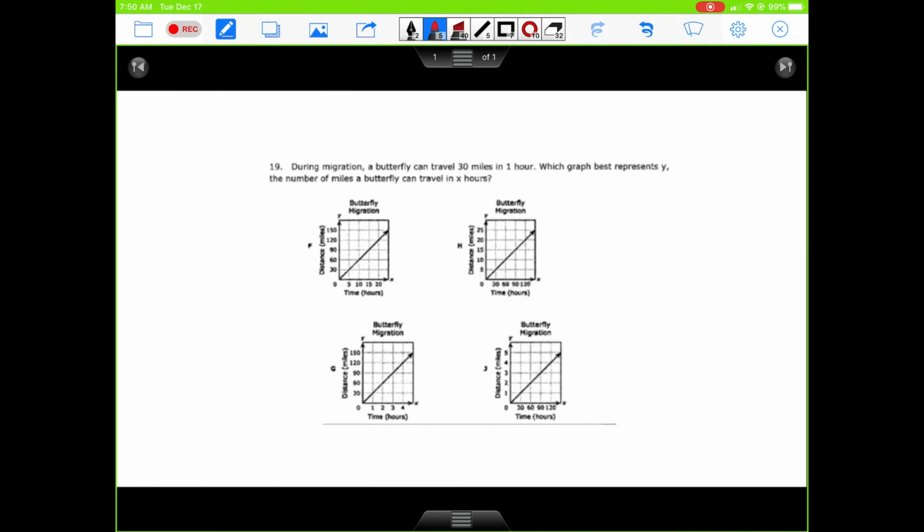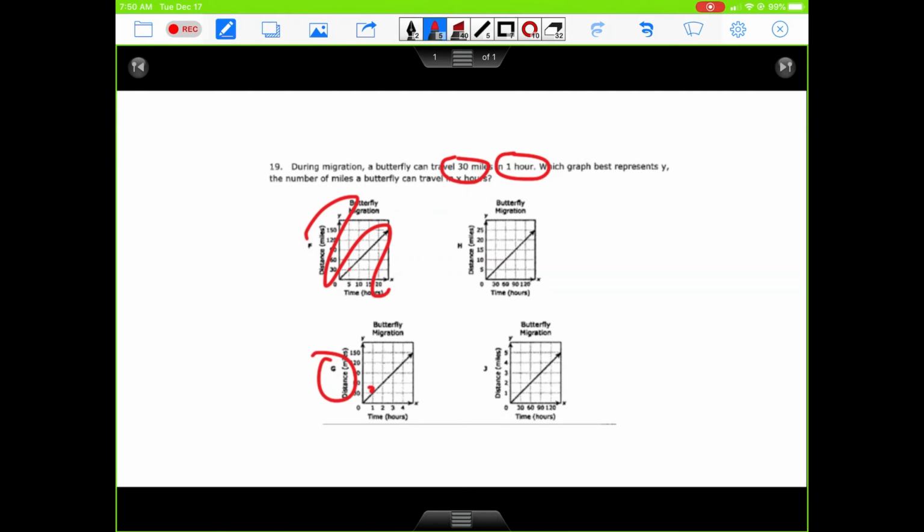Number 19. During migration, a butterfly can travel 30 miles in 1 hour. Which graph best represents Y, the number of miles a butterfly can travel in X hours? 30 miles in 1 hour is what we're looking for on our graph. So let's look at each graph and see which one makes sense. F is saying 30 miles in 5 hours. That's not what we're looking for. Let's look at G. G is saying 30 miles in 1 hour. That's our correct answer. Let's double check.